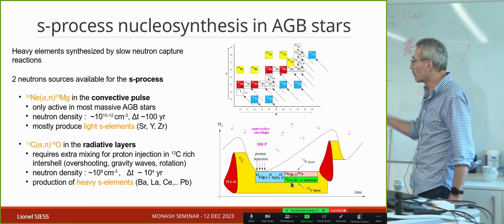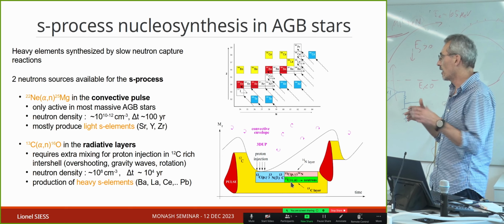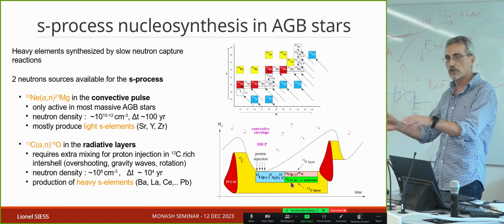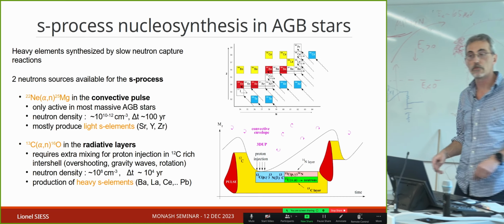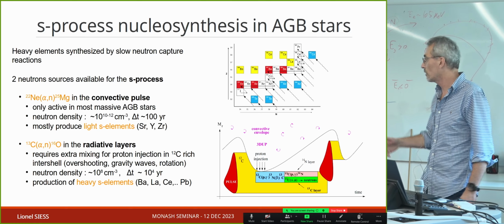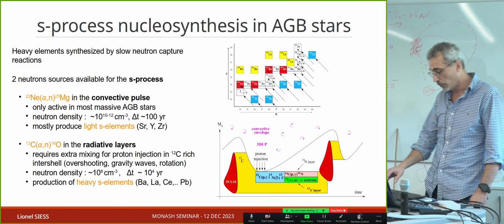Using that source of neutrons, you can produce heavier elements because the irradiation lasts for a much longer period of time. You release neutrons for typically 10 to the 4 years, which is quite long, and you build heavier elements like barium, lanthanum, or even lead in low metallicity stars.